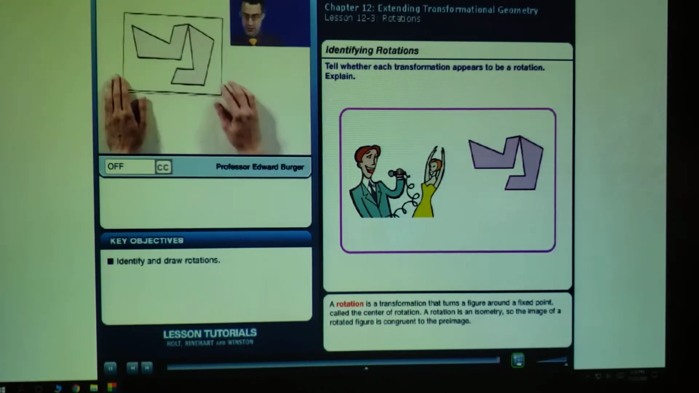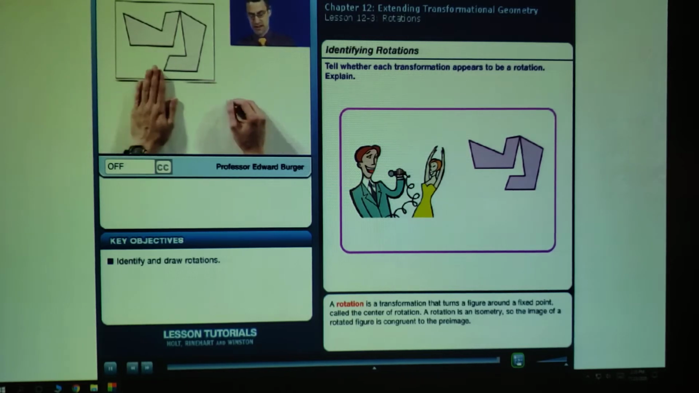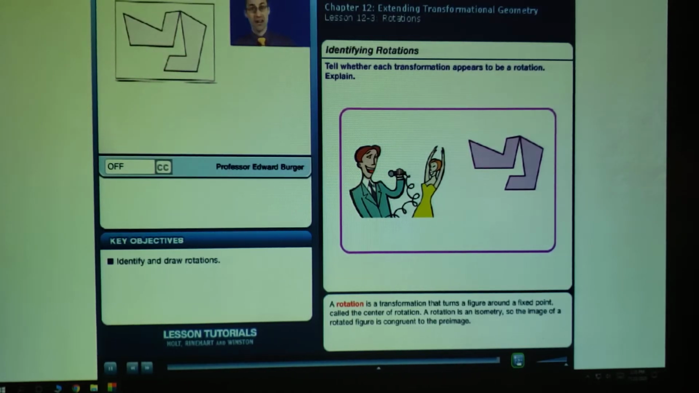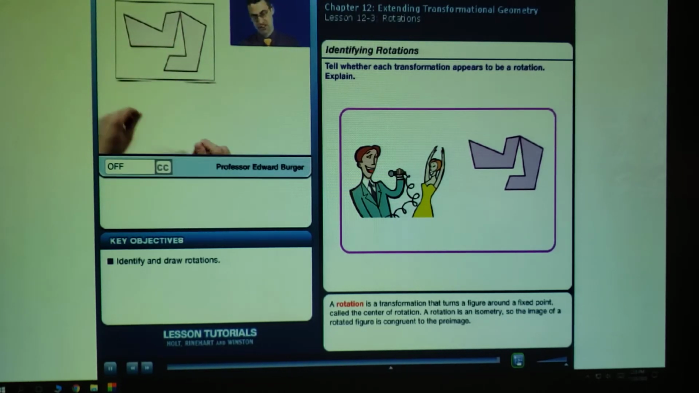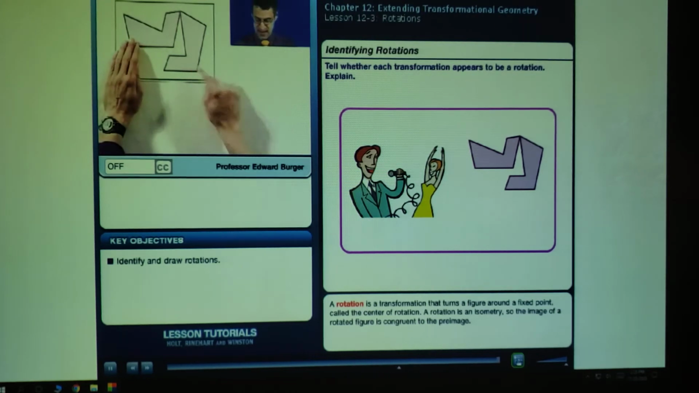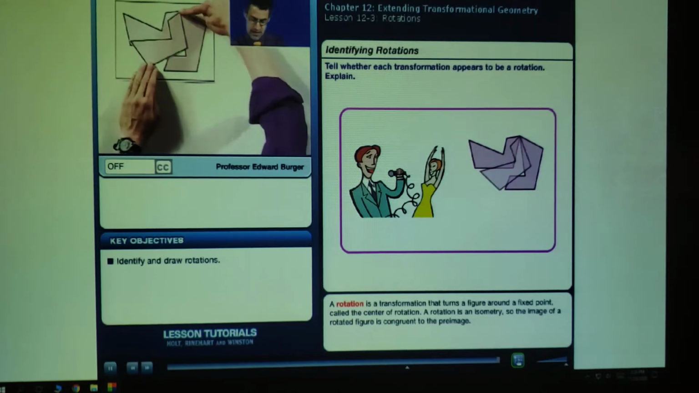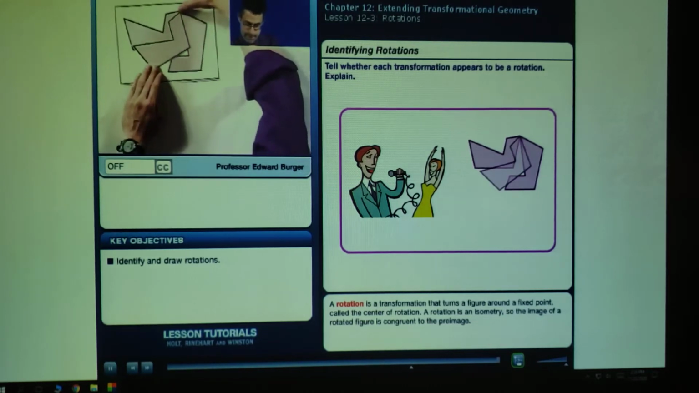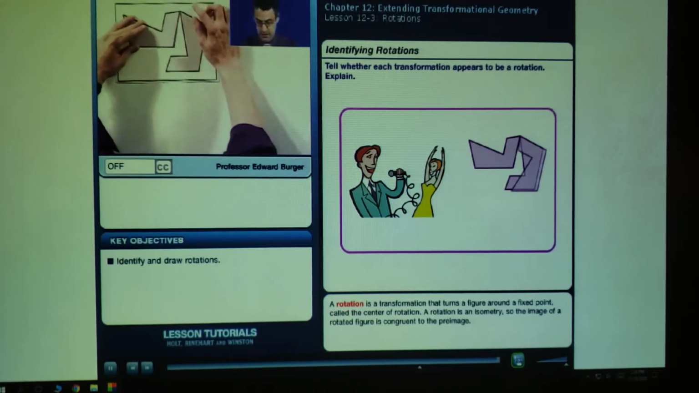Here we go. Two lovely objects. And the question is, is this transformation a rotation? Let's try it right now, live. I'm going to put this here. And what I want to do now is rotate it around a fixed point and get this. Here we go. Rotate. That doesn't work. Okay, hold on. Rotate.